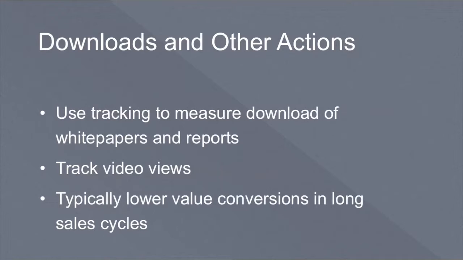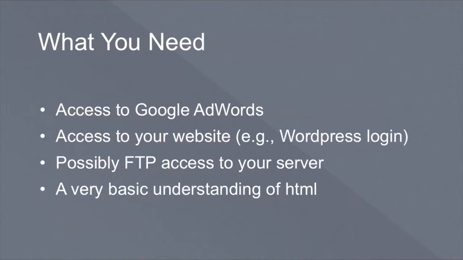We can also track other things like downloads of white papers, video views, and other what I would consider lower value conversions that occur over a long sales cycle, typically business to business. To do any of this, you're going to need access to your Google AdWords account, and you will need that either you or somebody else on your team or your web guy has access to your website and can add code to your website. Doesn't matter if it isn't you that does this, but whoever manages your website will need to be able to put code on the web page to track conversions, and they must be able to follow some fairly basic instructions. So let's have a look how to set up a conversion code.